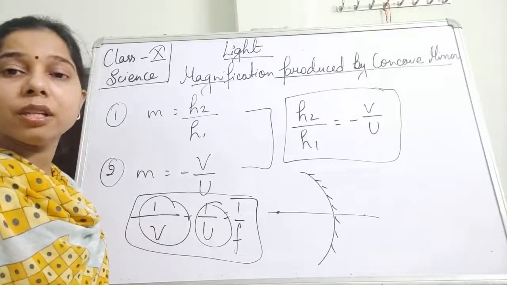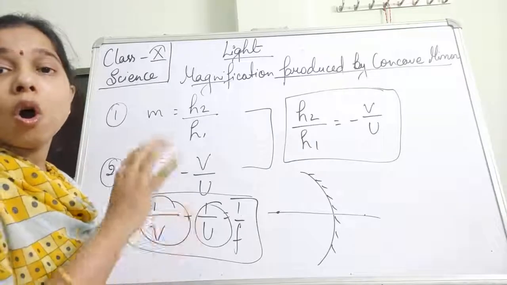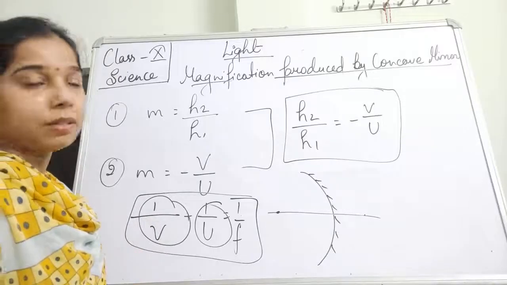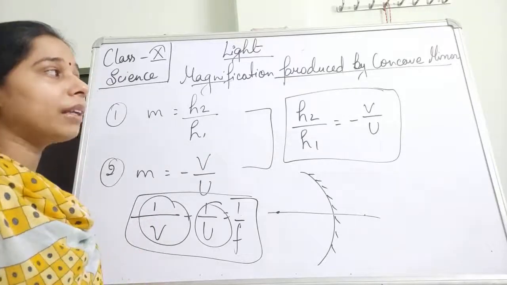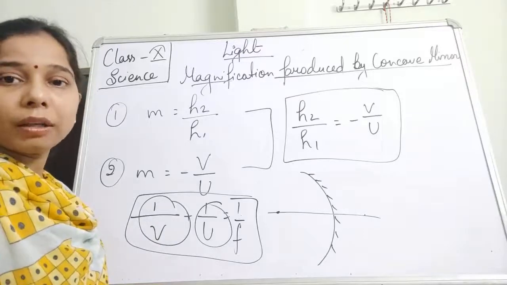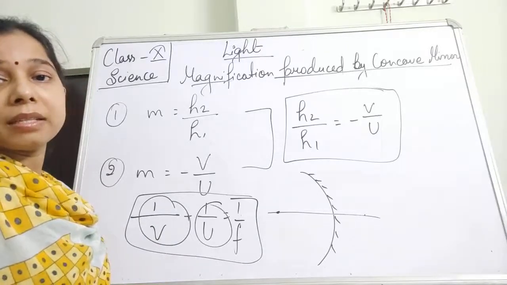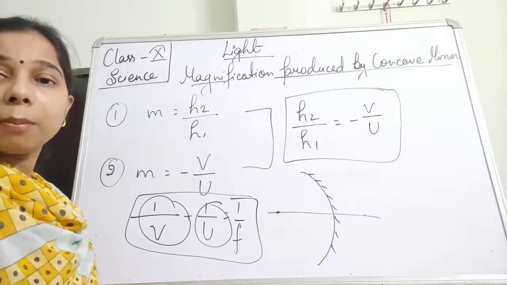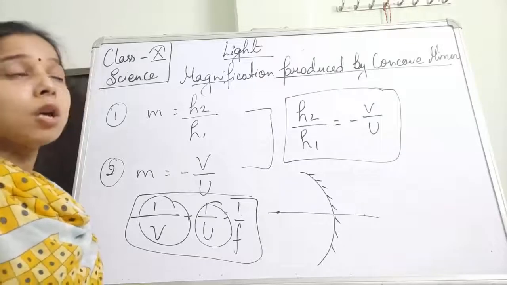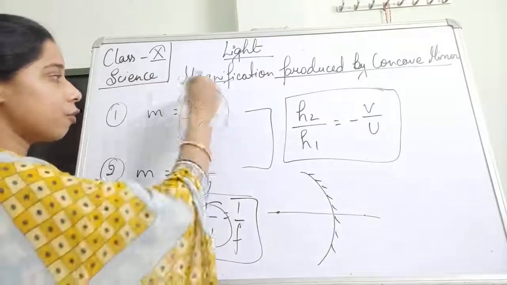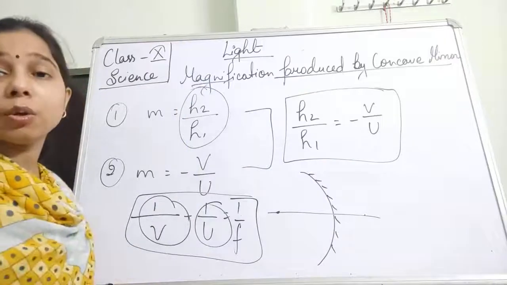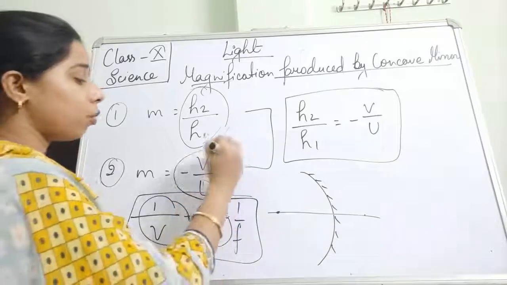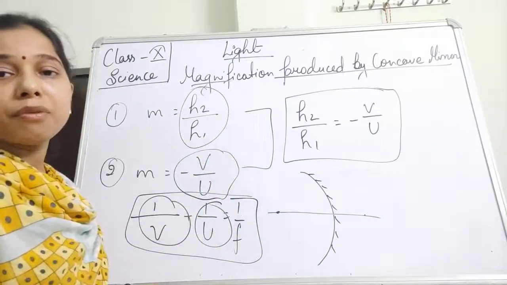Mirror formula is actually the relationship between the object distance, image distance, and the focus or the focal length here, students. We have also seen how to find the magnification produced by a concave mirror. Magnification is basically calculated by two formulas. The first formula is with the help of the height of the object and height of the image, so H2 upon H1. The second one, if we know the object distance and image distance, with the help of this formula we are able to get the value of magnification.